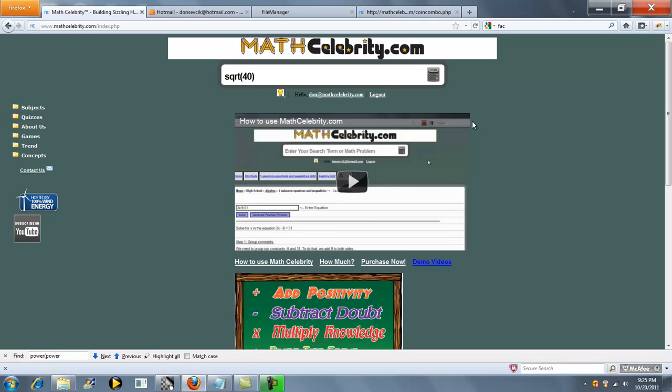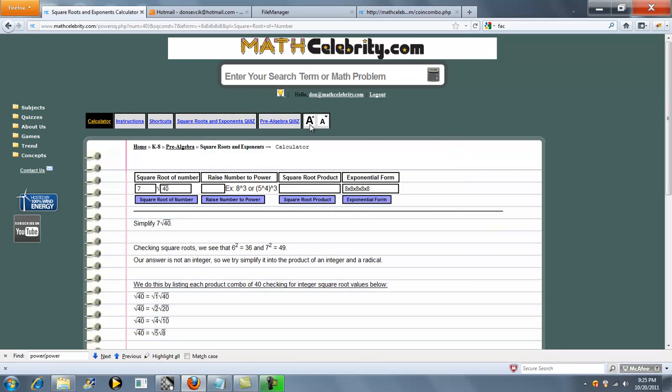If you wanted to multiply that by a constant, such as 7, you could have typed 7 square root of 40. So we'll do that. Expand our font.